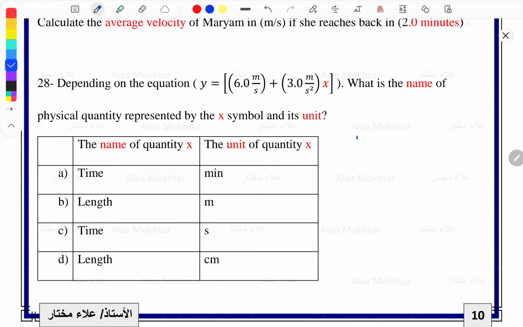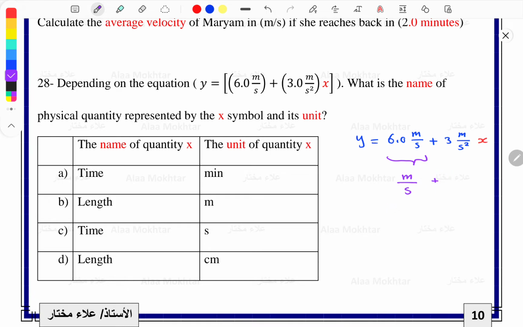Sorry. y equals 6 meter per second plus 3 meter per second squared times x. He asked about x, the unit, and what it represents. I'm sorry, this parameter is measured in what? Measured in meter per second.